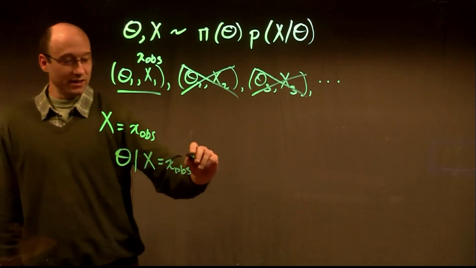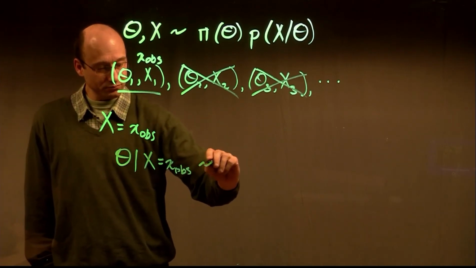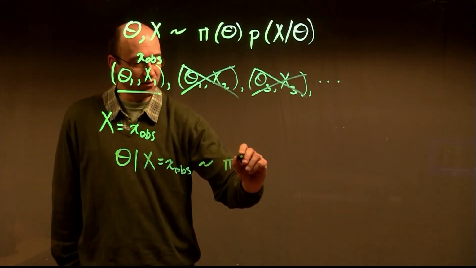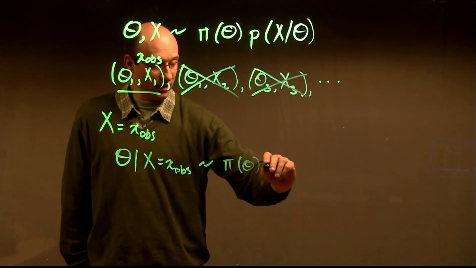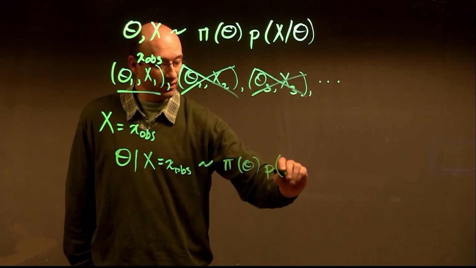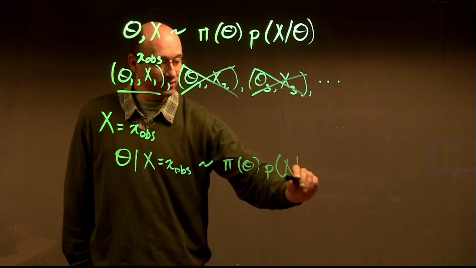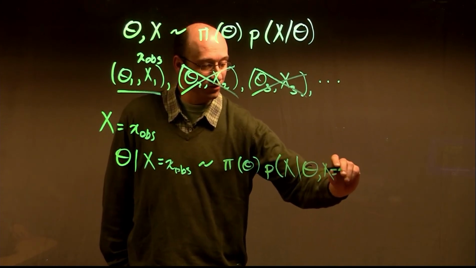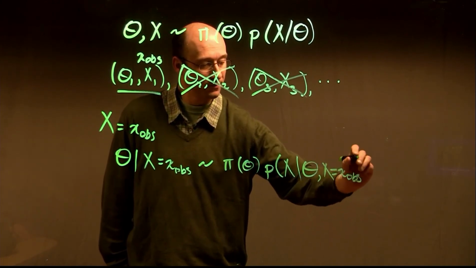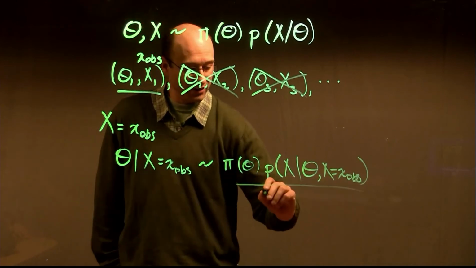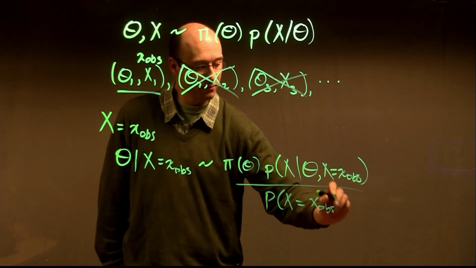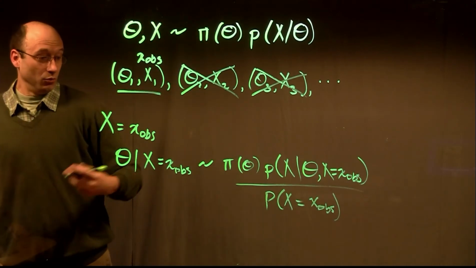So the distribution of theta given that x is equal to x obs is the joint distribution. So we have pi theta, and here we want the probability, or the distribution of x given that we know theta and that we know that x is equal to x obs. We're going to divide that by the probability that x is equal to x obs. Well, so what is this?